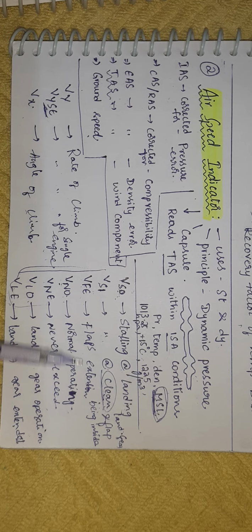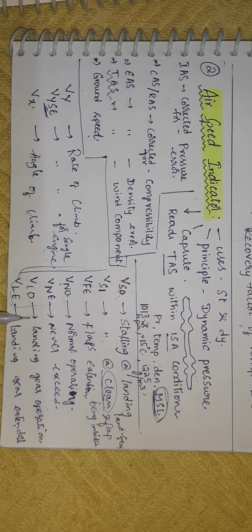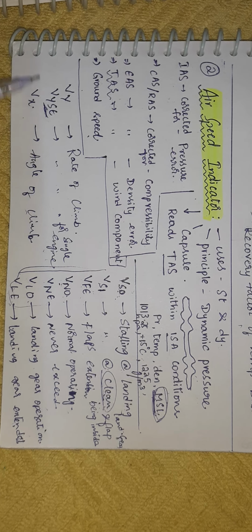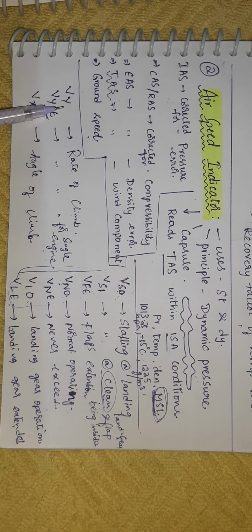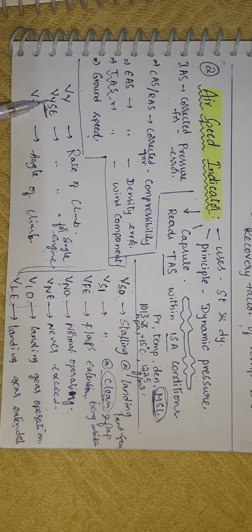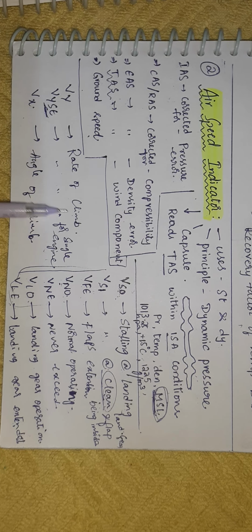VFE, maximum flap extension speed. VNO, maximum normal operating speed. VNE, maximum never exceed speed. VLO, maximum landing gear operating speed. VLE, landing gear extended speed. And again we have Vy, which is rate of climb, and VYSE is rate of climb for single engine, and Vx is angle of climb.